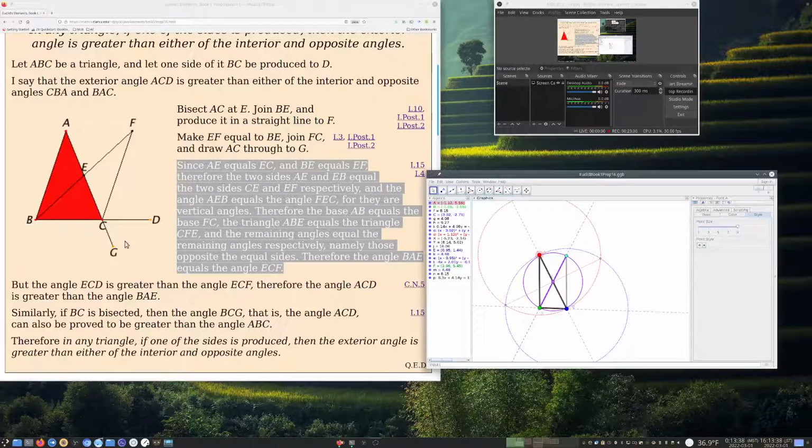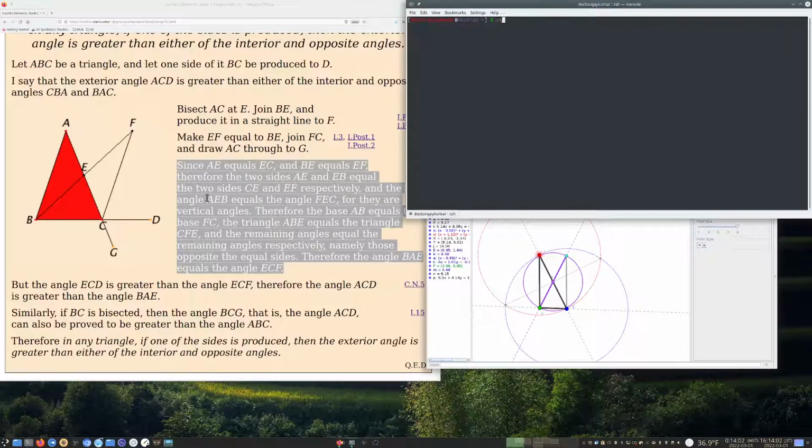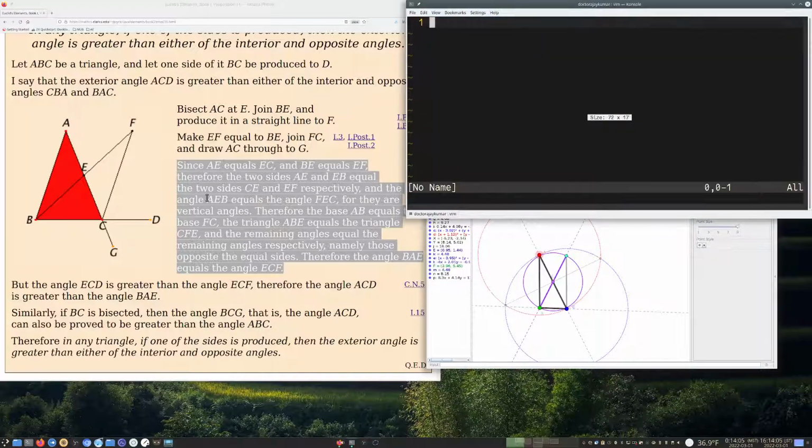Correct. Okay. Right. So it's saying ECD is greater than ECF. Okay. ECD is equal to ACD, and ACD is equal to, or correction. Okay. I need the drawing pad. Or here, how about Vim? Okay. So what he's saying is ECD is greater than ECF.